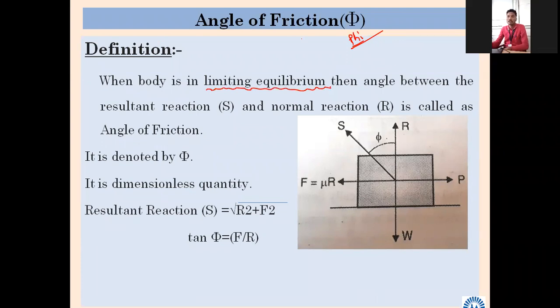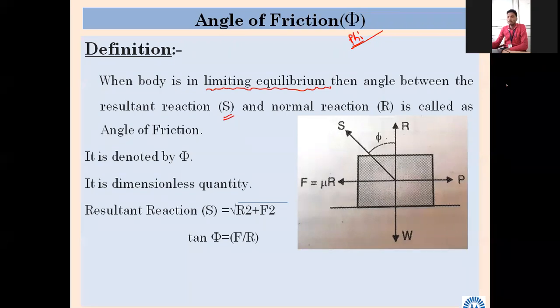Now here our resultant is named S. Why is it called S? Because the R notation is already given to the normal reaction. R notation we have already denoted for the normal reaction. That's why the resultant reaction is S, and the angle between resultant reaction S and normal reaction R is called the angle of friction.